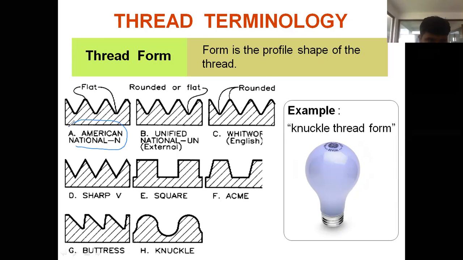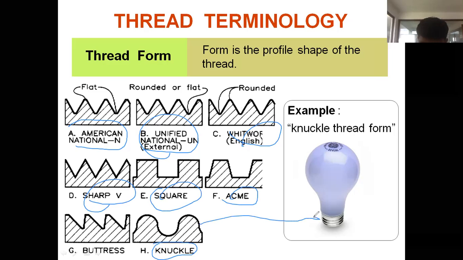American national threads, national threads, unified, English Whitworth thread, sharp thread, sharp V thread, square thread, Acme thread, knuckle thread. You can see it on the bulb. Next is the buttress. Okay, so these are the kinds of thread forms.